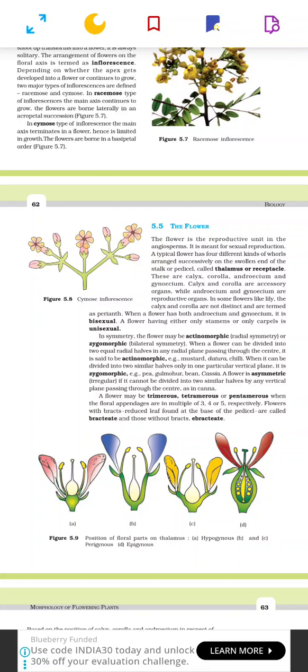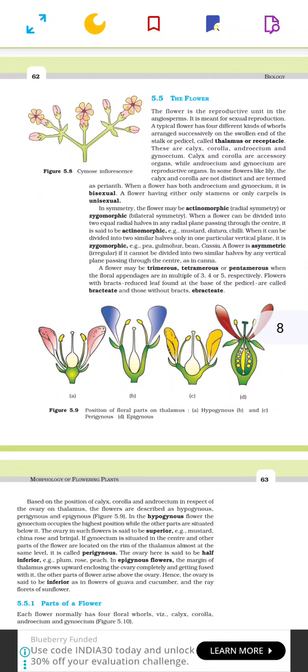A flower is asymmetrical, that is irregular, if it cannot be divided into two similar halves by any vertical plane passing through the center, as in canna. A flower may be trimerous, tetramerous, or pentamerous when the floral appendages are in the multiple of 3, 4, 5 respectively. Flowers with bracts, reduced leaves found at the base of the pedicel, are called bracteate, and those without bracts are called ebracteate.